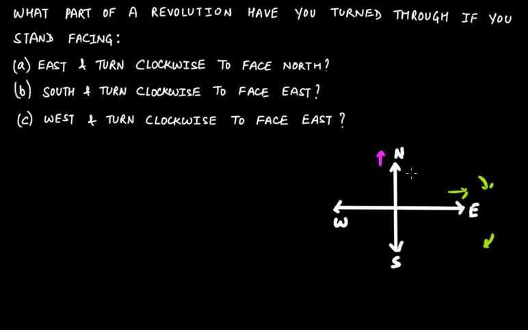We are facing towards north, so we will first turn from east towards the south. This is the first right angle. Then south to west, it's a second right angle, and then from west to north, it's the third right angle. And now we are facing towards north. Since we have moved through 1, 2 and 3 right angles, it means that this time we have turned through 3 by 4 of a revolution.